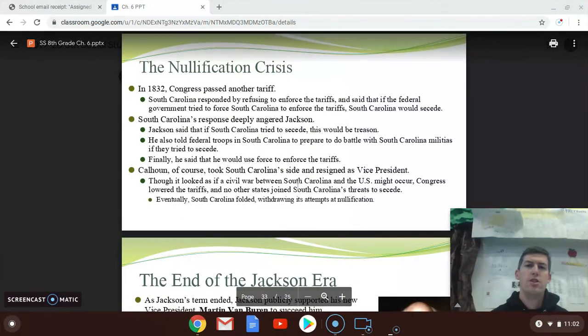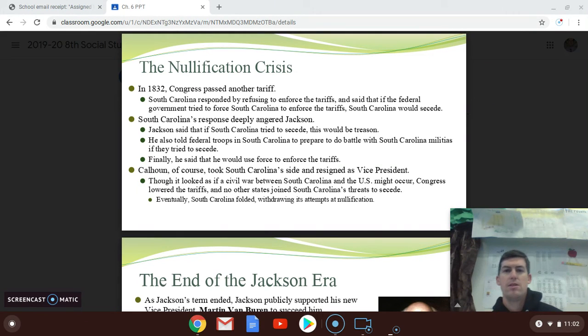All right. So in 1832, Congress passes a second tariff. And South Carolina responds to this by simply refusing to enforce the tariff and threatening the federal government. It says, federal government, if you come down here into South Carolina and enforce this tariff, we are going to secede from the Union. We're not going to be part of the United States anymore. We're going to leave the country. Now, South Carolina's response to nullification made Andrew Jackson really mad. And he said if South Carolina secedes, this is treason. He tells federal troops in South Carolina to get ready to go to war against South Carolina state troopers and militias if they try to secede. And he also said, I'm going to use tariffs to enforce these militias no matter what South Carolina says. John C. Calhoun takes South Carolina's side, resigns from his position as vice president, goes back to South Carolina, and it looks like there's going to be a big civil war between South Carolina and the United States.